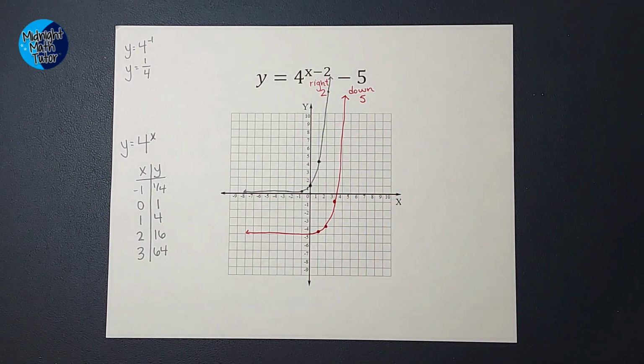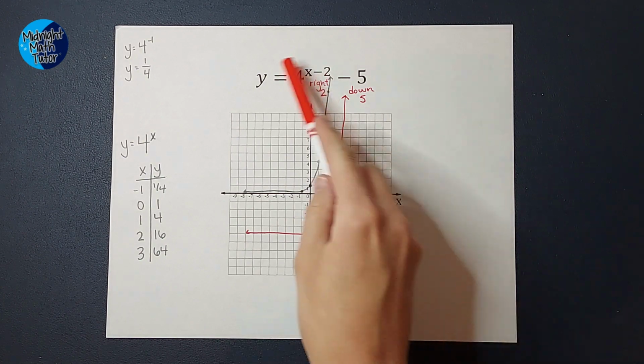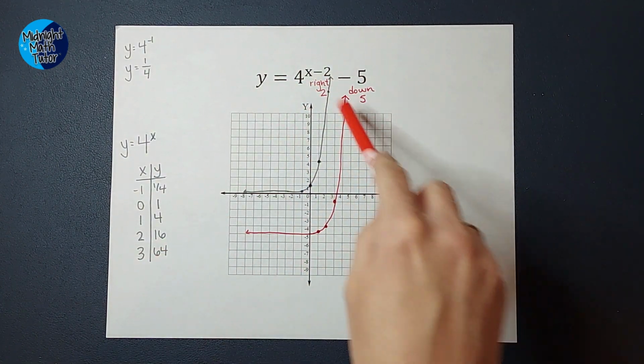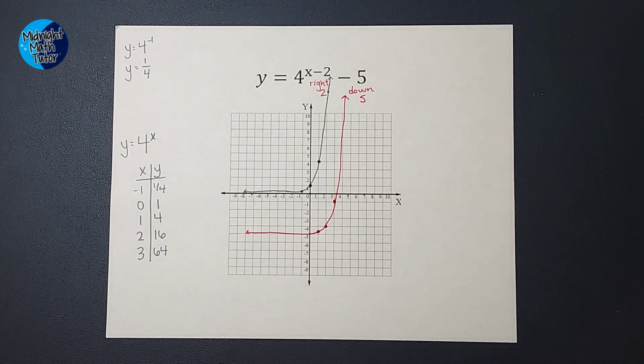All right, hopefully this made sense, okay? We first figured out what our parent graph was. We graphed that, and then we were able to do those shifts that we needed to do, okay? All right, hopefully this made sense.